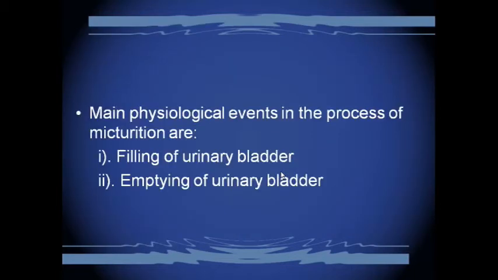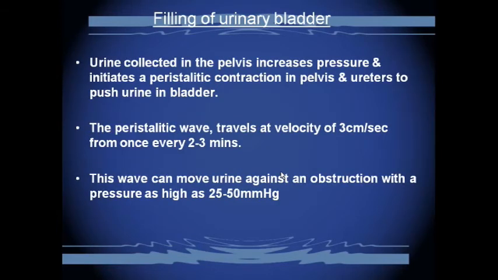So what is the physiology of micturition? There are two main processes of micturition: filling of the bladder and emptying of the bladder. So for filling of the bladder, urine is collected in the renal pelvis, and subsequently there will be increased pressure, which will initiate a peristaltic contraction in the pelvis and ureter to push the urine into the urinary bladder.